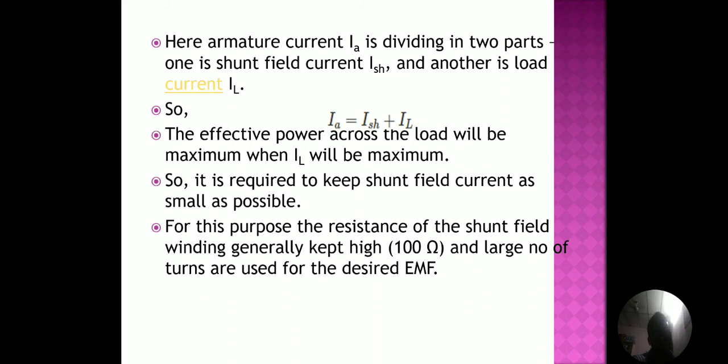From this we can say that the armature current Ia is equal to ISH plus IL. The effective power across the load will be maximum when IL is maximum. So it is required to keep the shunt field current as small as possible. For this purpose, the resistance of the shunt field winding is generally kept high, around 100 ohms, and a large number of turns are used for the desired EMF.